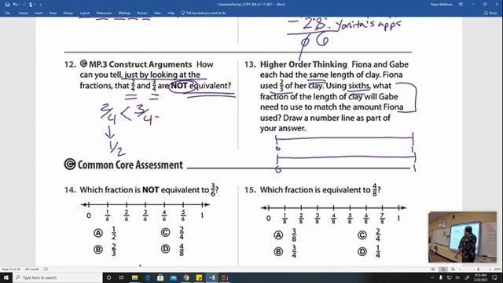Now, Fiona's was divided into thirds, correct? 1, 2. And she used 2/3 right here. 2/3. Now, Gabe's though, it says 6.